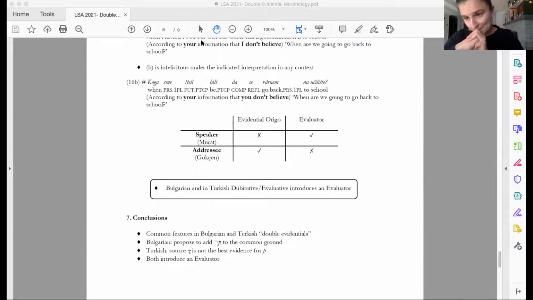Very cool. Thank you. We have a question in the Q&A, which I'll read out. How frequently do you see these types of constructions in Turkish and Bulgarian? And is there a domain restriction, for instance, are they not seen in writing, or some kind of dialect restriction?